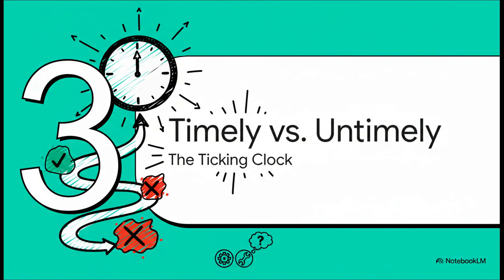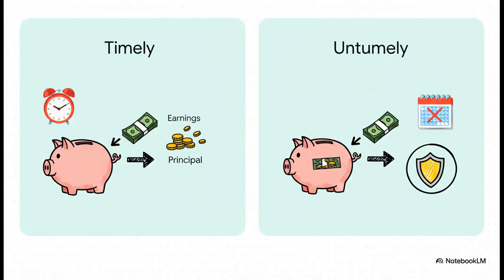On to Section 3, timely versus untimely corrections. So, knowing the problem, how do we stop the bleeding? Well, time is absolutely of the essence here. The code gives you two very distinct windows to fix this, and believe me, they come with very, very different rules and consequences.